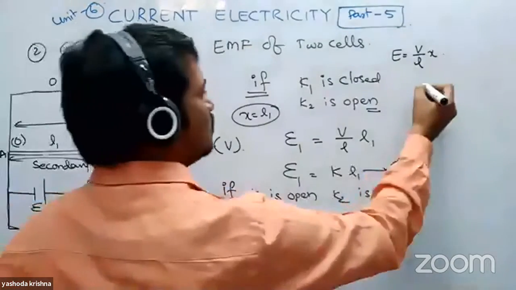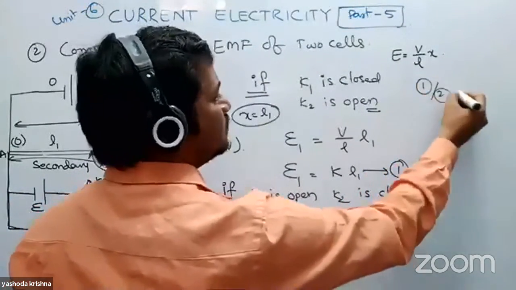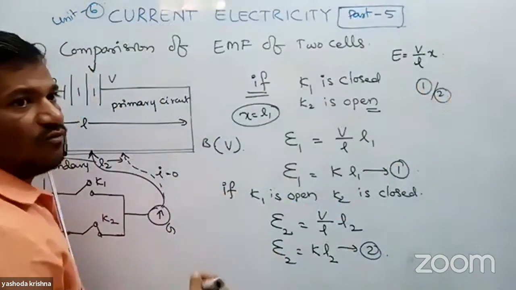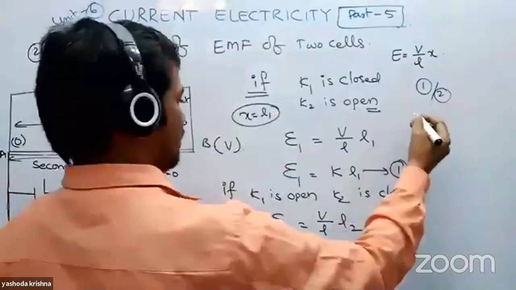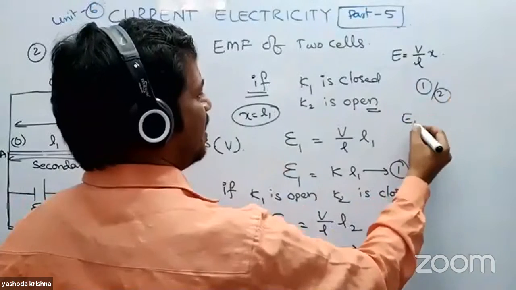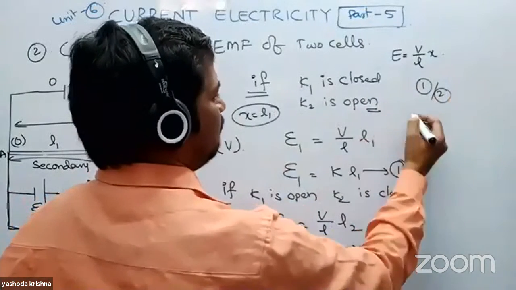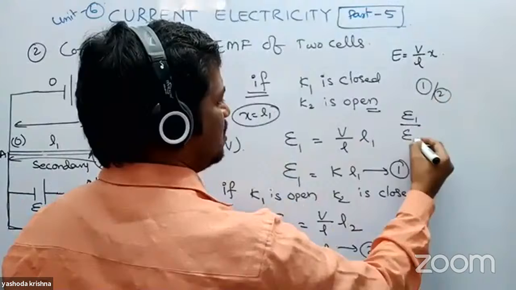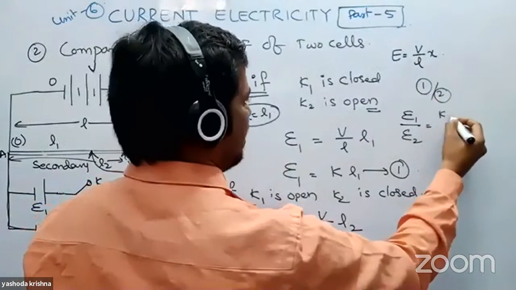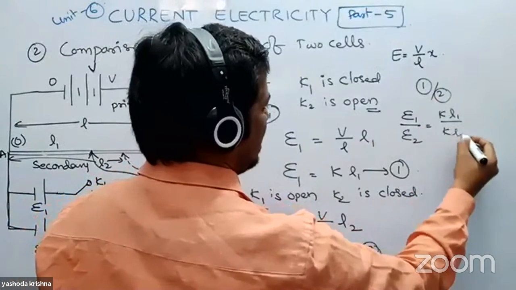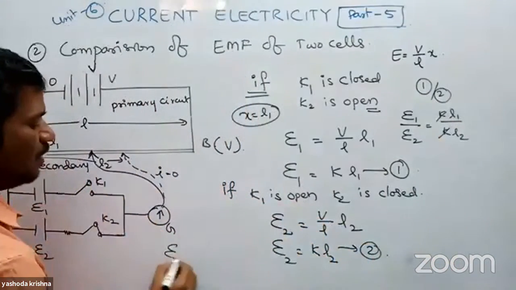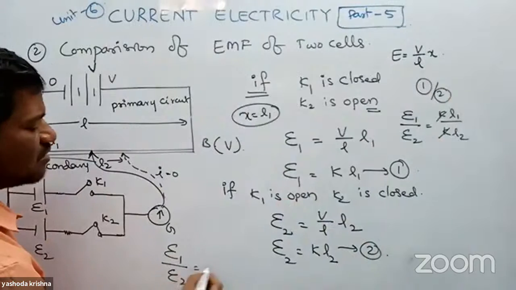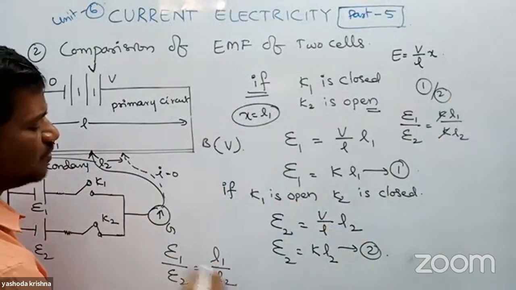We'll do 1 by 2. Then what happens? E1 by E2 is equal to K L1 by K L2. K gets cancelled. E1 by E2 is equal to L1 by L2.